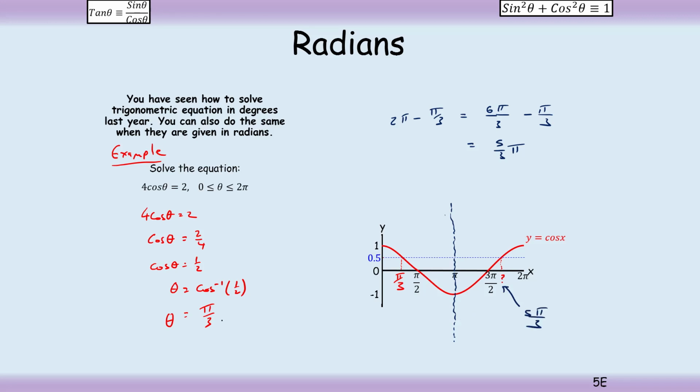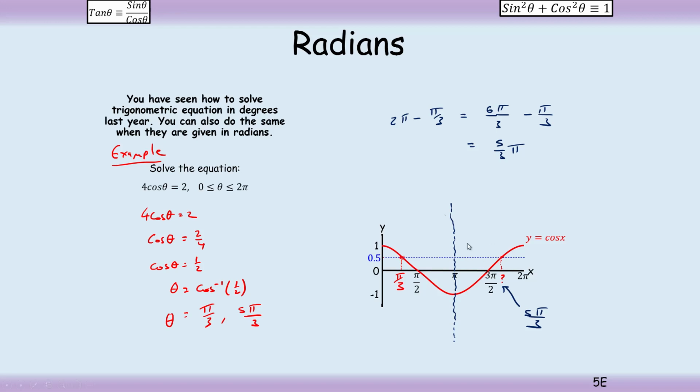So that's my second solution then. So I'll go back to red to write that. And 5 pi by 3. So those are our two solutions then, where it cuts the curve.